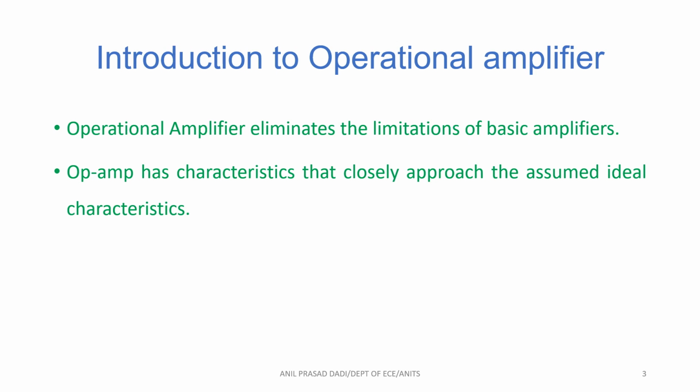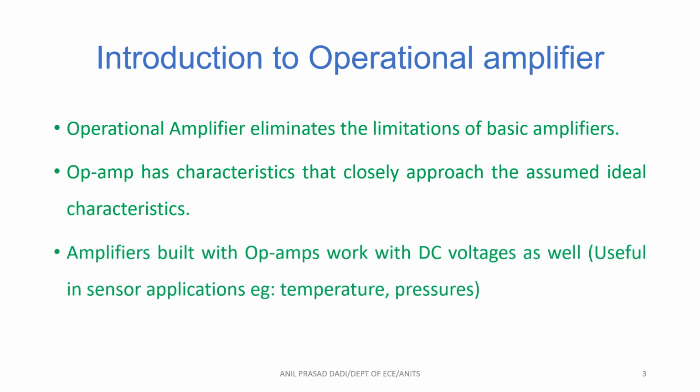Op-amp has characteristics that closely approach the assumed ideal characteristics. This is one of the important, significant features of the operational amplifier. Amplifiers built with op-amps work with DC voltages as well. This we may not observe with the amplifiers which were built with discrete devices. They are useful in sensor applications, for example, in the measurement of temperature, pressure, etc.